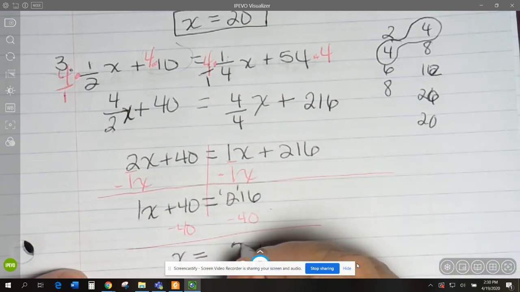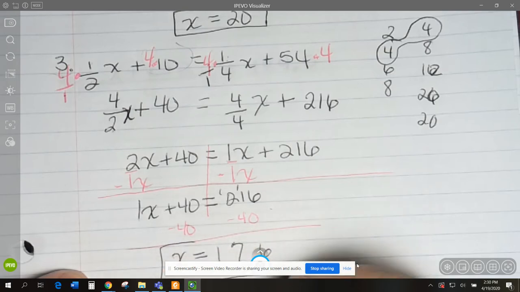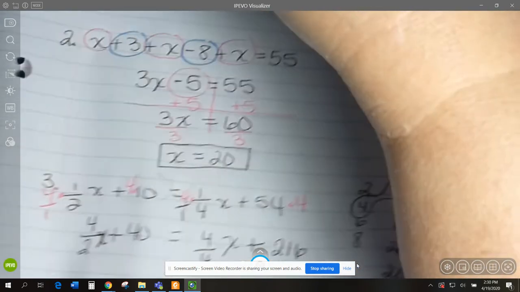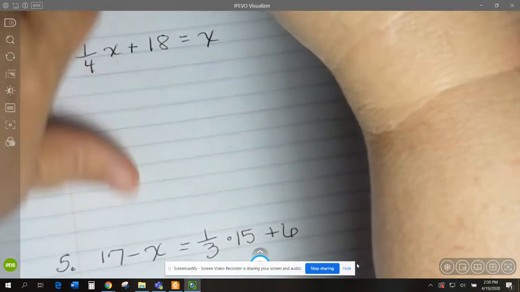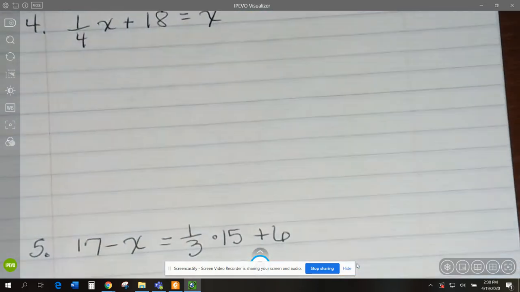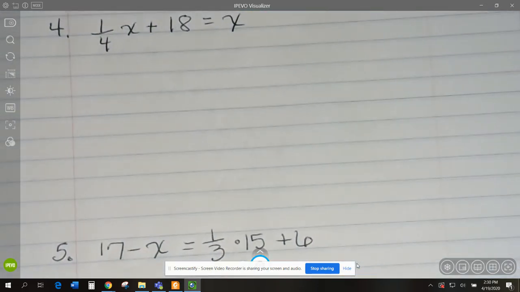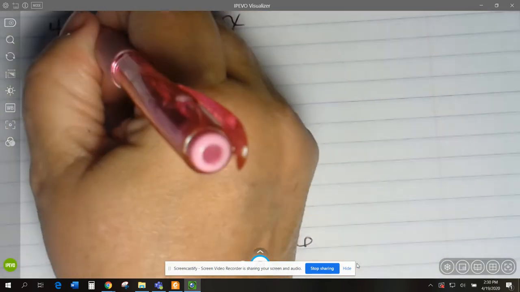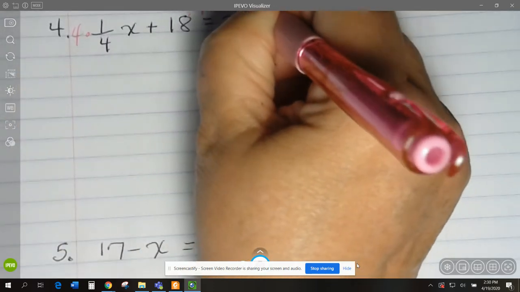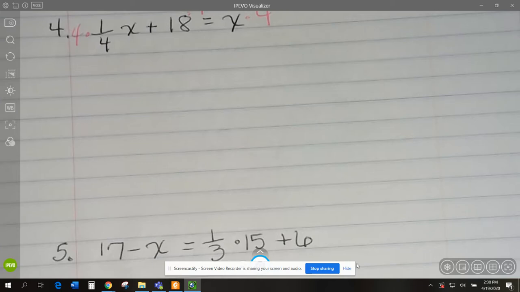And that would be 176. Let's go on to number 4. Number 4, once again, we have a fraction. We just have one fraction, so if we multiply everything by its denominator, we'll get rid of our fractions. So we have to multiply everything by 4, and make this over 1.